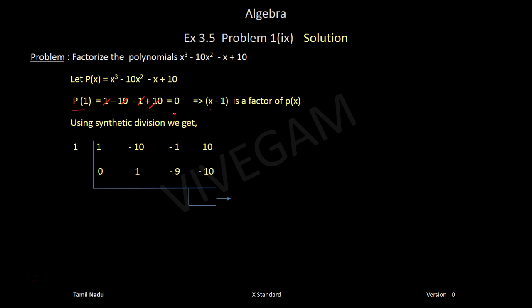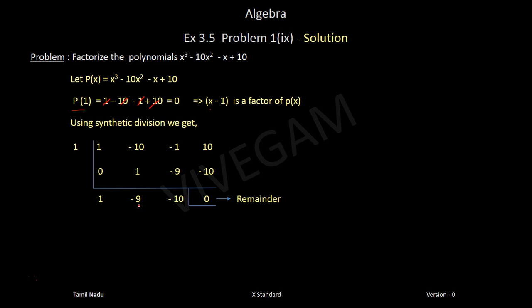And p of 1, so we'll put that 1 here. For the first term you always put 0, add it up, you'll get 1. So 1 into 1 is 1. Minus 10 plus 1 is minus 9. Minus 9 into 1 is minus 9. Minus 1 plus minus 9 is minus 10. And minus 10 into 1 is minus 10. When you add up, 10 minus 10 is 0, which is the remainder. So this is the quotient.